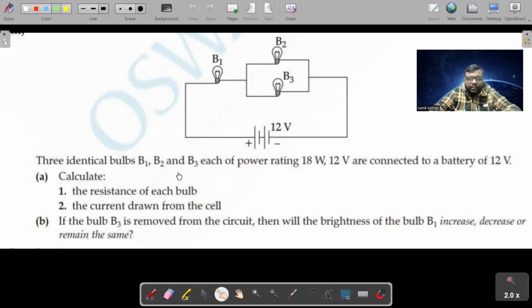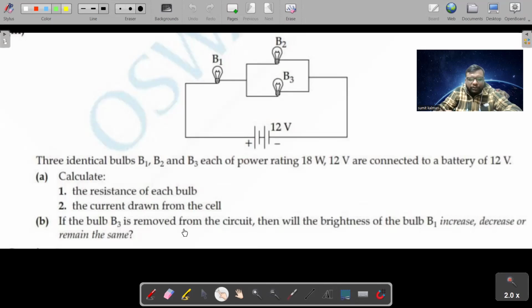This problem is basically from the Current Electricity 2025 ICSE Board Class 10th paper. The problem is like this. Three identical bulbs B1, B2 and B3, each of power rating 18 watt, 12 volt, are connected to a battery of 12 volt. In the first part, you have to calculate the resistance of each bulb. In the second part, you have to calculate the current drawn from the cell. And in part B, if the bulb B3 is removed from the circuit, will the brightness of the bulb B1 increase, decrease, or remain the same?